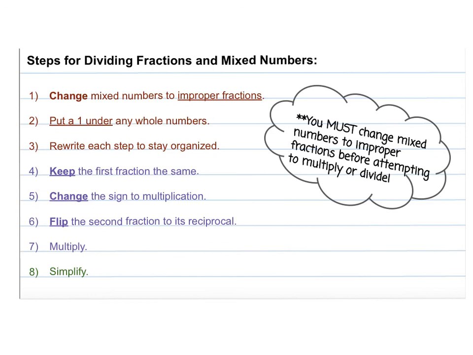Here's a review spot for you. Maybe you want to take a screenshot. Steps for dividing fractions and mixed numbers. Remember, you are to change mixed numbers to improper fractions. You are to put a 1 under any whole number. You want to rewrite each step to stay organized. Don't try to do too much in one spot. Keep the first fraction the same. Never change it. Step 5 is to change then the multiplication to division, and then you change the second fraction to its reciprocal. You'll multiply straight across numerators and denominators, and then if you didn't cross cancel it earlier, then you'll simplify your fraction. Remember, you must change mixed numbers to improper fractions before attempting to multiply or divide. I hope that you have some great resources here.